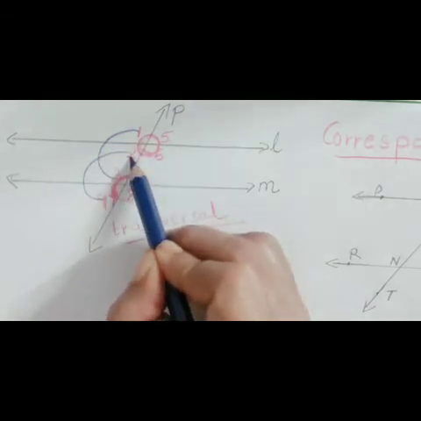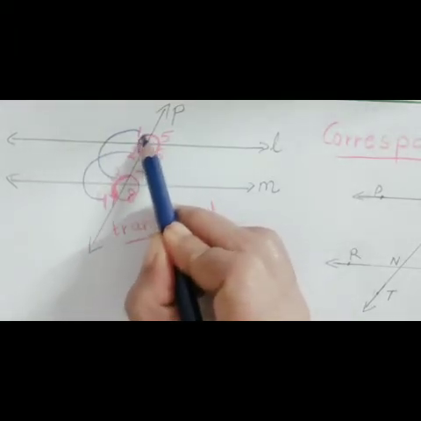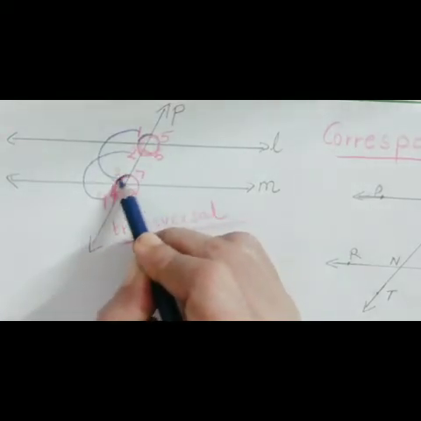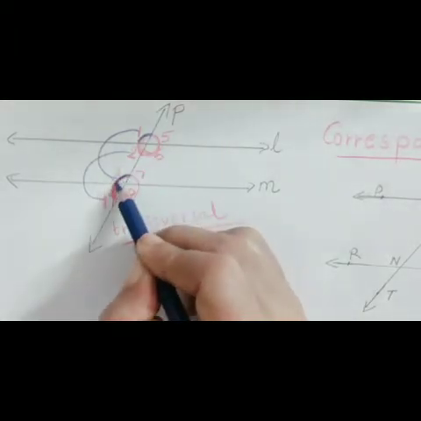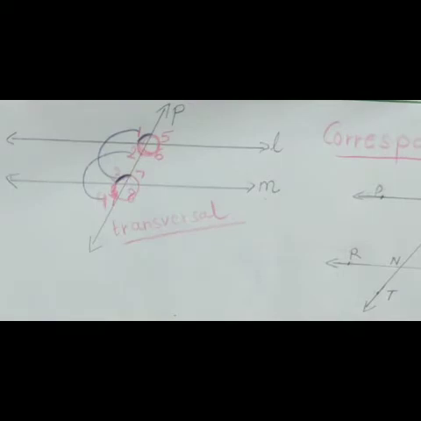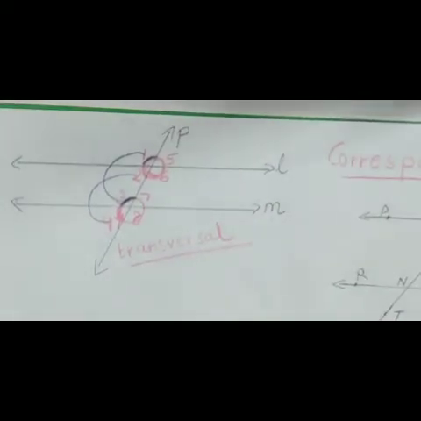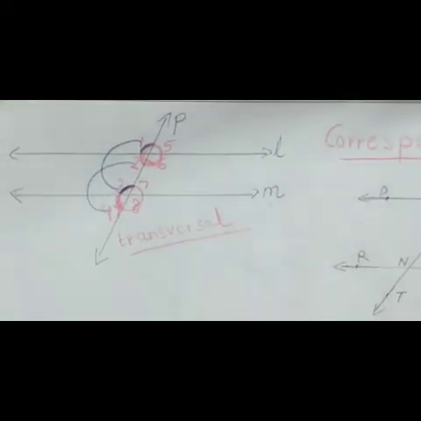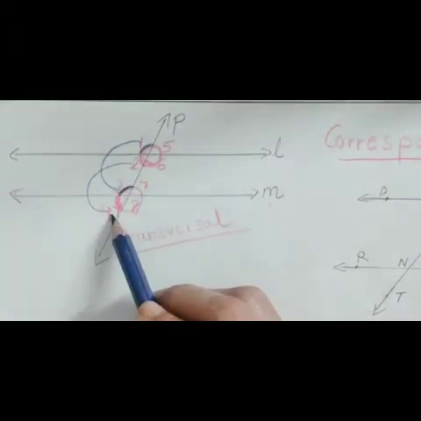So how are corresponding angles marked? 1 and 3 is one pair, and the second pair is 2 and 4. So here you can see the angle 1. Then its jodi is angle 3. You cannot say angle 2, that is wrong. Angle 1 and angle 3 are partners. Then we will mark angle 2 and angle 4 with another color for you to understand. So angle 2 and angle 4 will be another pair.